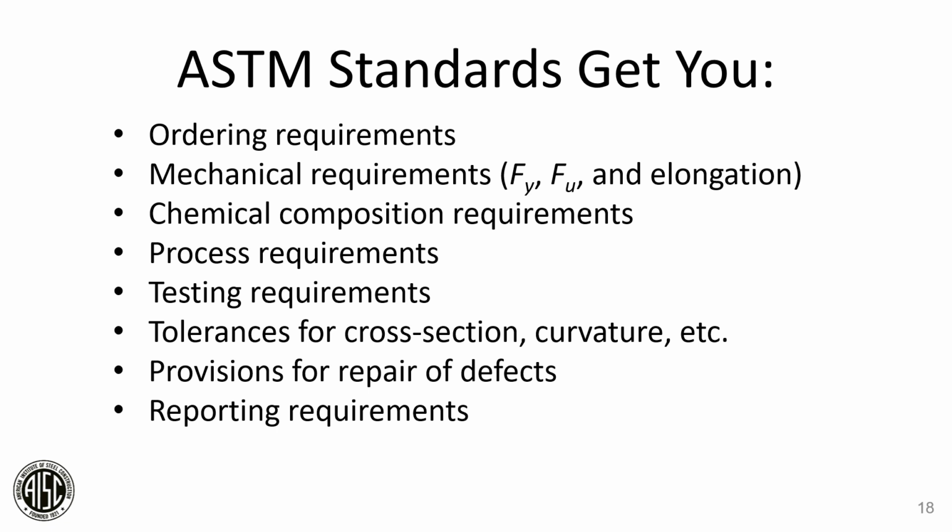What tests does the manufacturer have to perform to ensure that he meets all the requirements of the specification? Tolerances, which for structural steel are mainly covered in ASTM A6, which has all the tolerances. Provisions for repair of defects. Now there are times when material is received from the mill that it may have some minor mill defects. There are provisions in the ASTM standards on how to repair those defects and still meet the standards, but these are minor defects. Also reporting requirements. What is required by the manufacturer of the material in order to report to you what they are doing? The mill test reports.